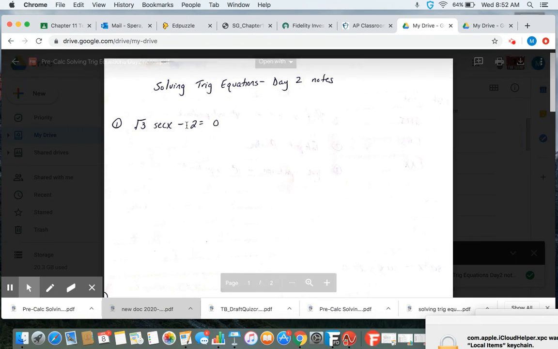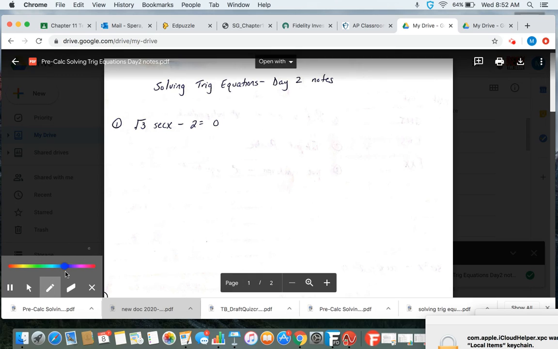Today's notes are going to consist of the same type of thing. We're going to solve these trig equations, with the same concept as we went over yesterday and as you just saw me going over with the answers. The only difference is that instead of starting with sine, cosine, and tangent, now you could see secant or cosecant, but the methodology is still the same.